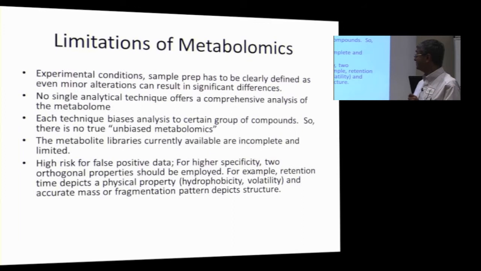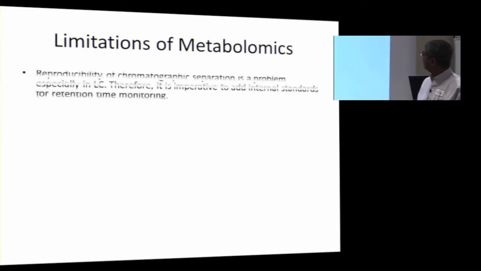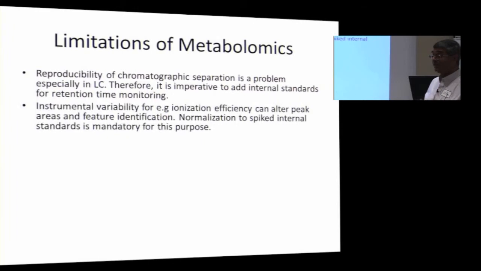So for higher specificity, typically I recommend using two orthogonal properties. For example, retention time is just a physical property of the compound on the column, and accurate mass or fragmentation like MS/MS may be more important to incorporate into your analysis. The reproducibility of the chromatographic separation is a problem, especially for LC. So we always use internal standards and retention time monitoring, and instrumental variability is a problem. As I showed you in the data, the pool samples are different. It's very important for you to use QC samples for that reason.